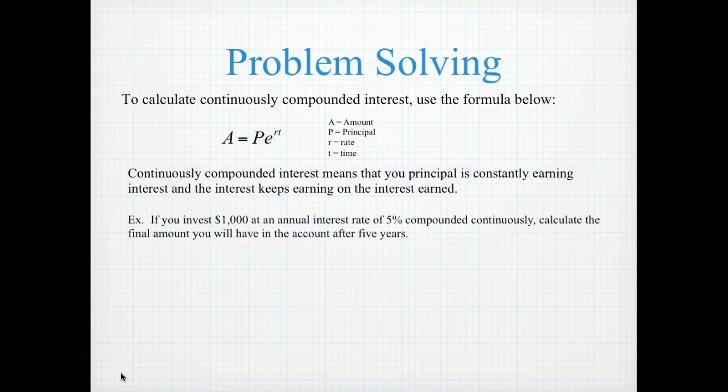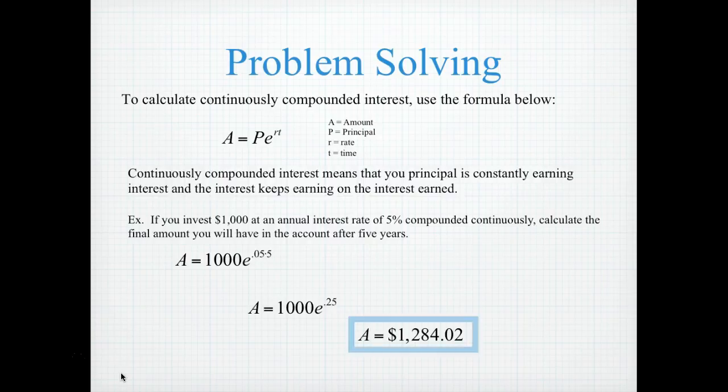So if we invest $1,000 at an annual interest rate of 5% compounded continuously, calculate the final amount you will have in the account after 5 years. So we're trying to find out what the amount is. So we initially start off with $1,000 at 5% compounded continuously for 5 years. So that looks like 1,000 times e to the 0.05 times 5 power. So we can plug this directly into our calculator, and we get $1,284.02.